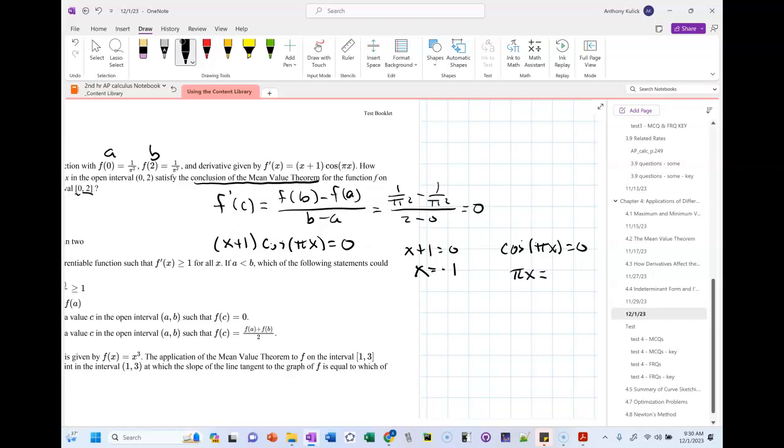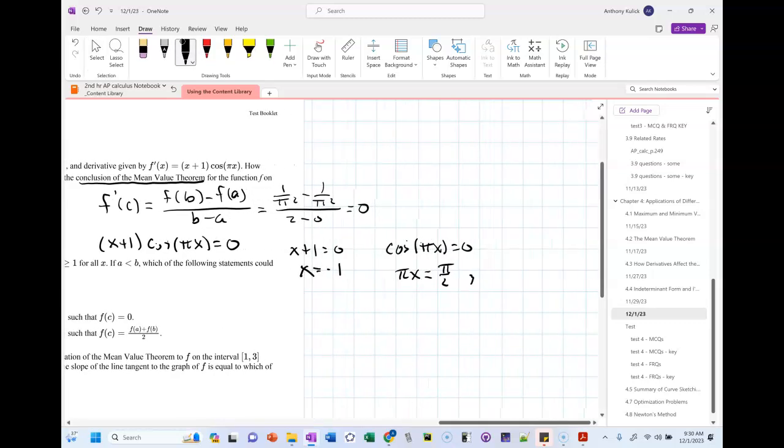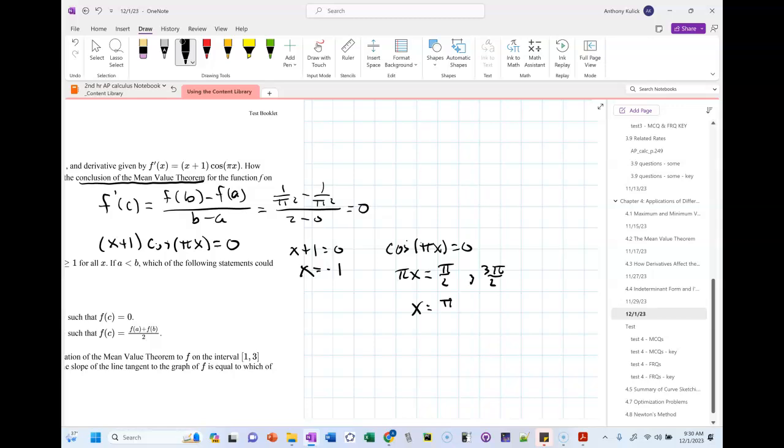What's cosine inverse of 0? Pi over 2. And then also 3 pi over 2. If I divide both of those now by pi, I get 1/2 and 3 over 2.